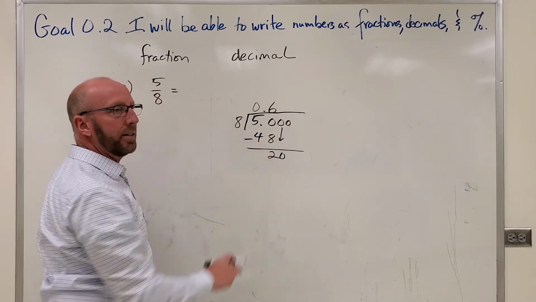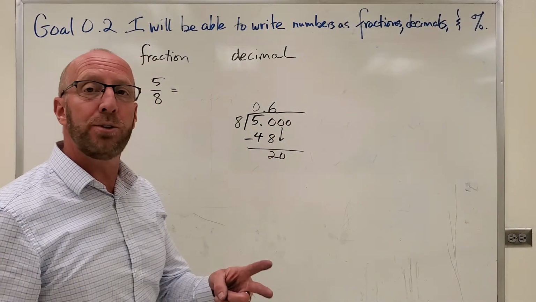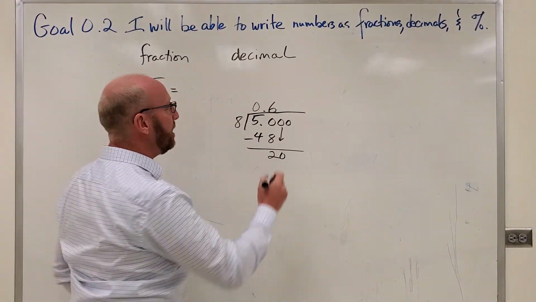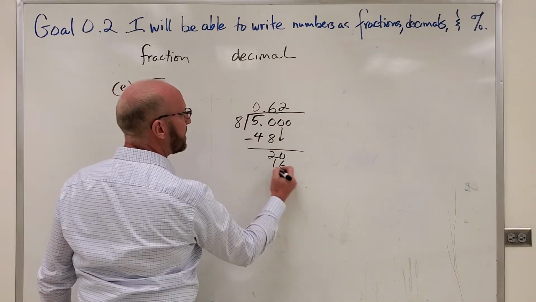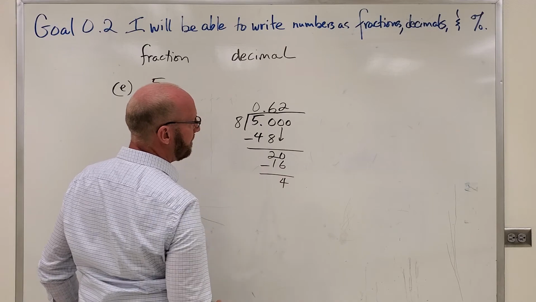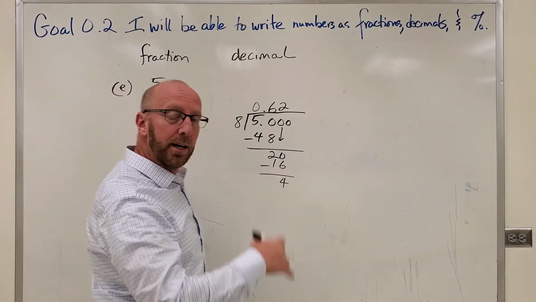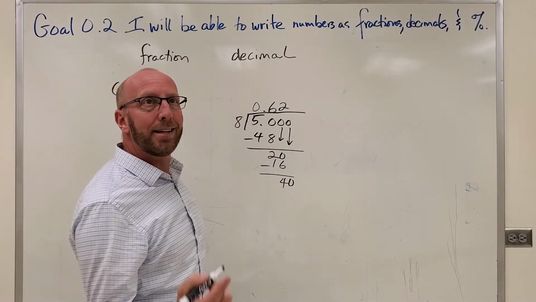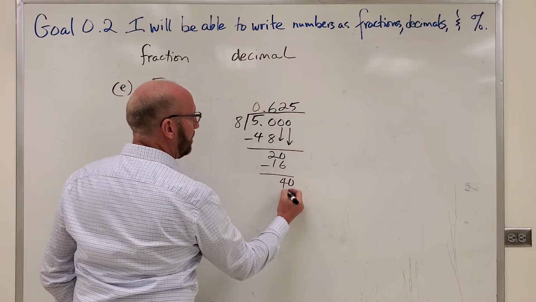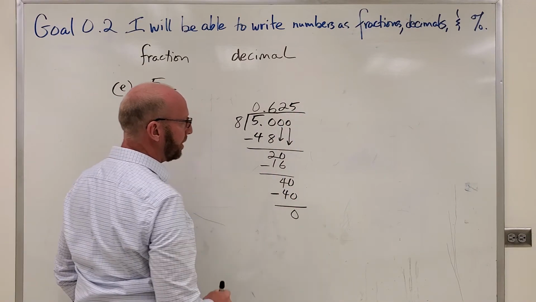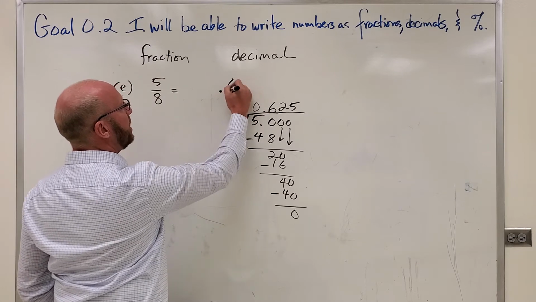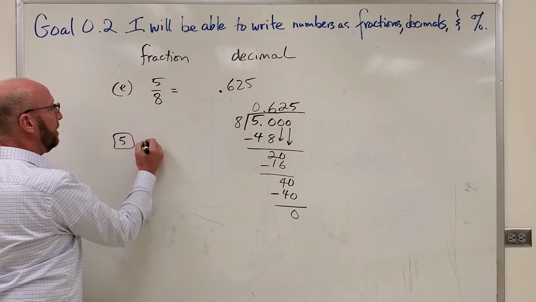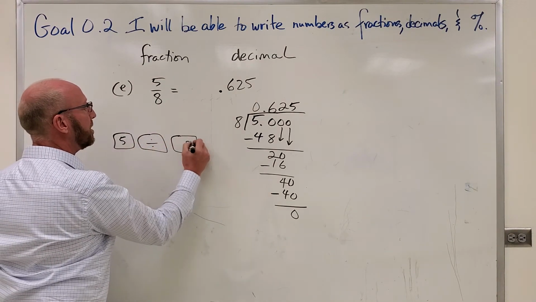How many 8s in 20? 8 times 1 is 8. 8 times 2 is 16. 8 times 3 is 24. That's too big. So how many 8s in 20? 2. 2 times 8 is 16. 20 minus 16 is 4. I don't have a 0 remainder, so I keep going. Bring another 0 down. How many 8s in 40? 8 times 5 is 40. So now I have a 0 remainder. My decimal is 0.625.